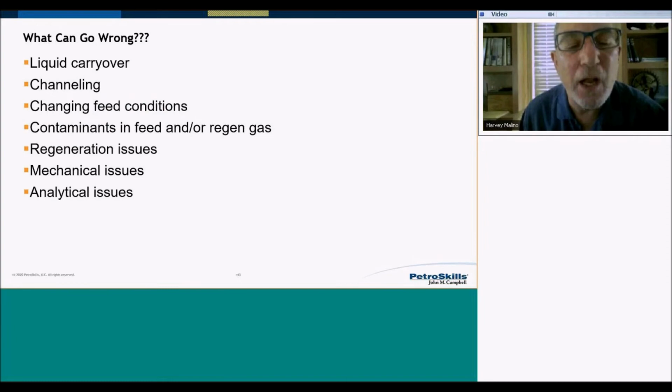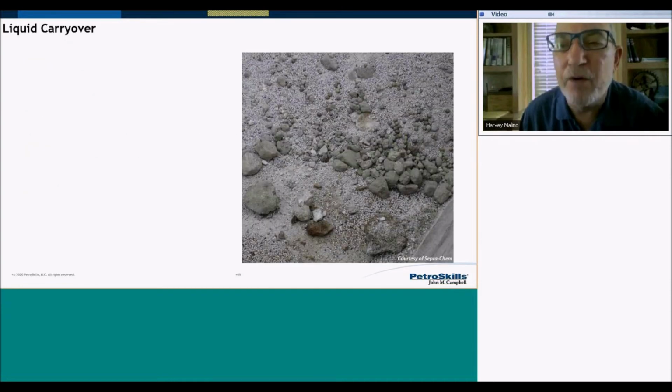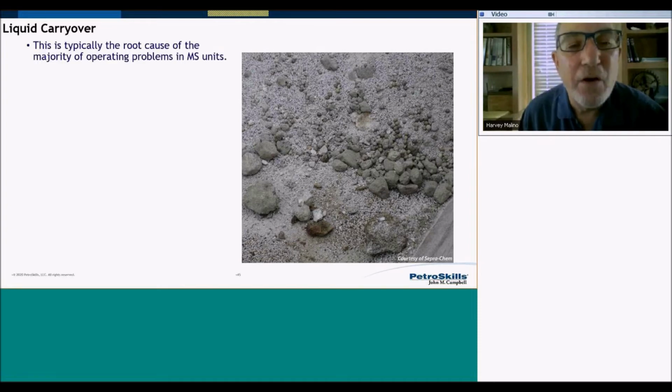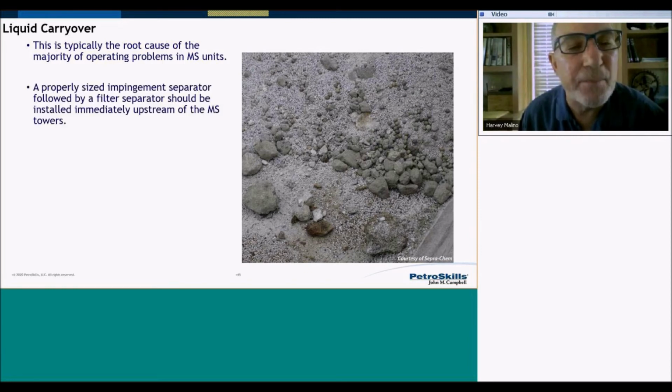So what can go wrong? A lot. Let's take a look at this. I'm going to talk about each one of these items one by one, and they all impact how your absorption unit can function. Let's talk about liquid carryover. This is a problem on a lot of units. The root cause of a lot of operating unit issues are due to liquids carrying over into the system.